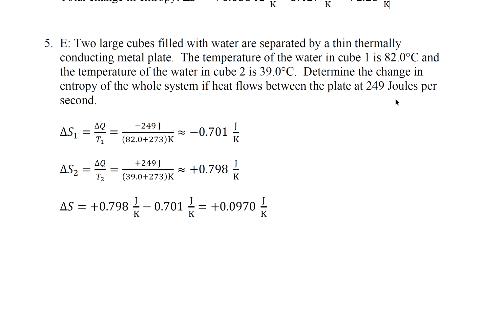Question 5. Two large cubes filled with water are separated by a thin thermally conducting metal plate. The temperature of the water in cube 1 is 82 degrees Celsius and the temperature of the water in cube 2 is 39 degrees Celsius. Determine the change in entropy of the whole system if heat flows through the plate at 249 joules per second.